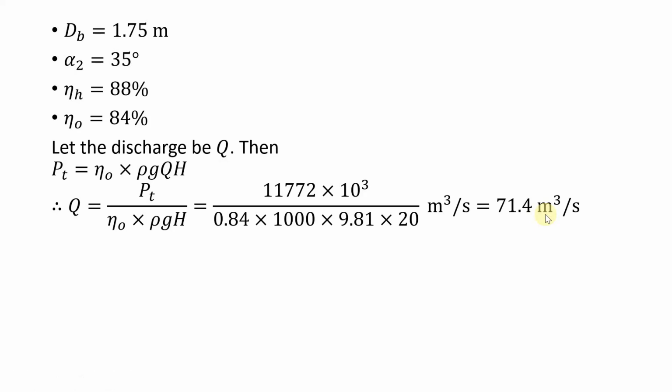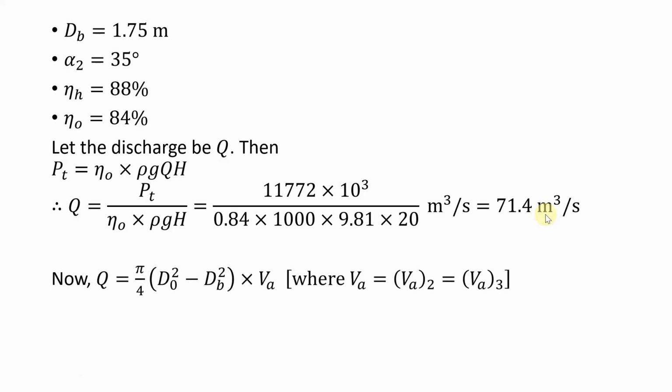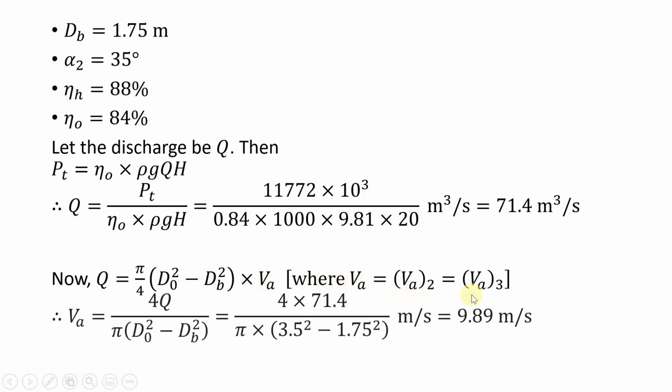However, we also know that the discharge is also related to the axial velocity. And in this particular problem, the outer and inner diameter, or the values of d0 and dB, are known to us. The axial velocity is not known to us, but we can use the information about the discharge and the rotor diameters to find out the axial velocity, that is Q equal to pi by 4 d0 square minus dB square into VA, where VA is the axial velocity which has to remain constant at inlet and outlet of the rotor. So when we solve this, we find that the axial velocity is 9.89 meter per second.